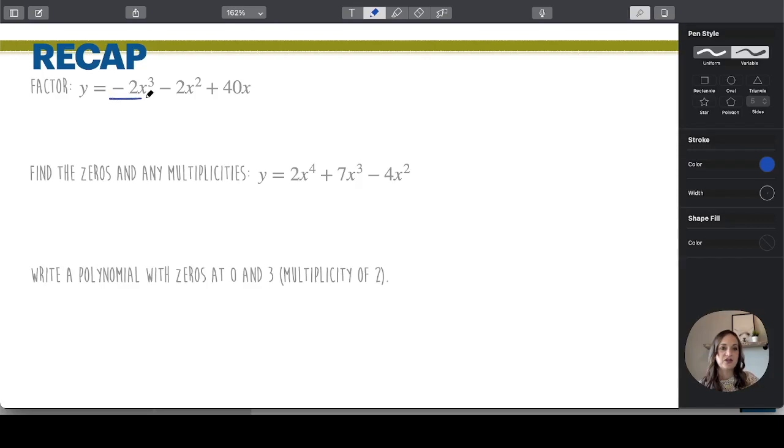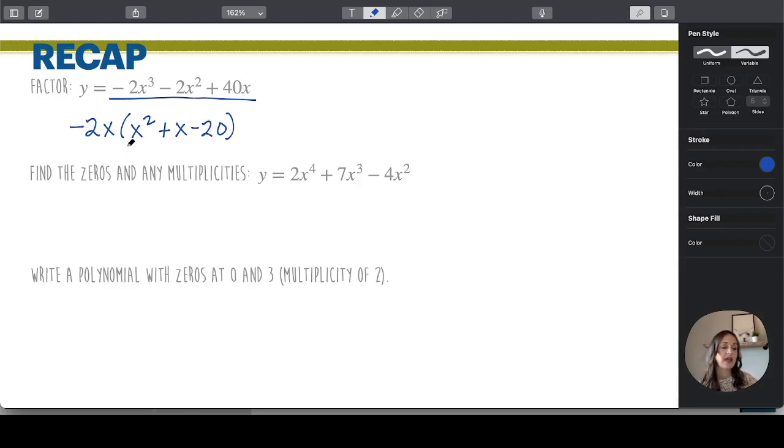Okay, to factor, you're looking for anything that is in common. Well, I'm going to go ahead and pull out a negative and a 2, because I noticed that they're all even, so I can pull out a number 2. And they all have an x, so I'm going to factor out an x. So when I pull out a negative 2 and an x, I'll be left with x squared. I'll be left with a positive x because I pulled out the negative and the 2. That's why it's turned positive. And then I'm left with a negative 20, because negative 2 times negative 20 gives me a positive 40.